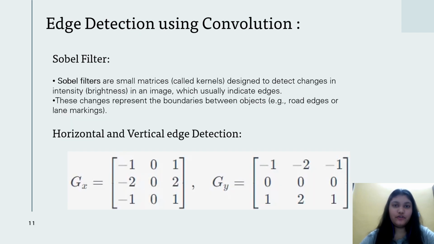Now, another application of convolution is edge detection. Sobel filters are one of the most popular methods used for edge detection using convolution. These are small matrices designed to detect changes in intensity or brightness in an image, which usually indicates edges. These changes represent the boundaries between objects, for example road edges or lane markings. These are the horizontal and vertical edge detection matrices respectively.